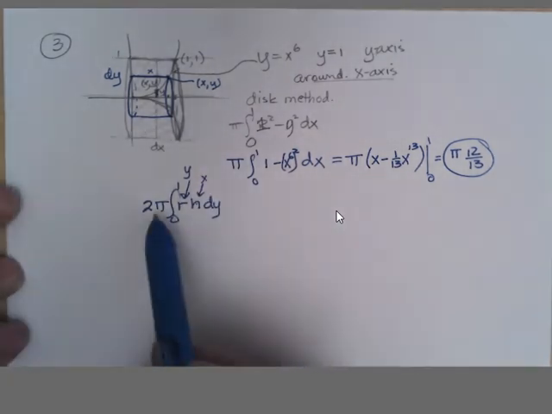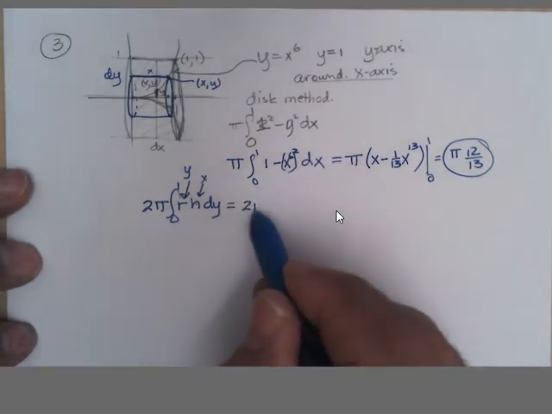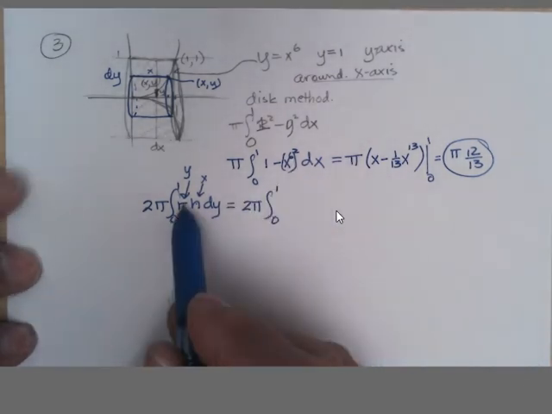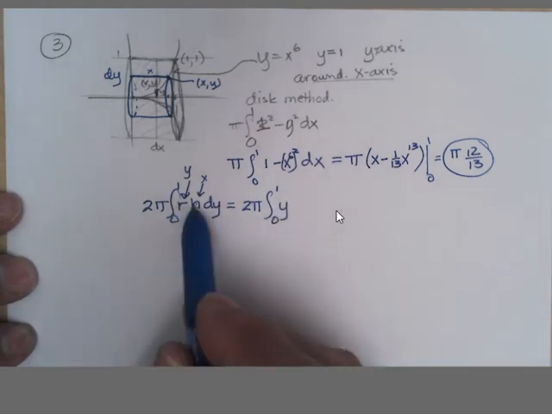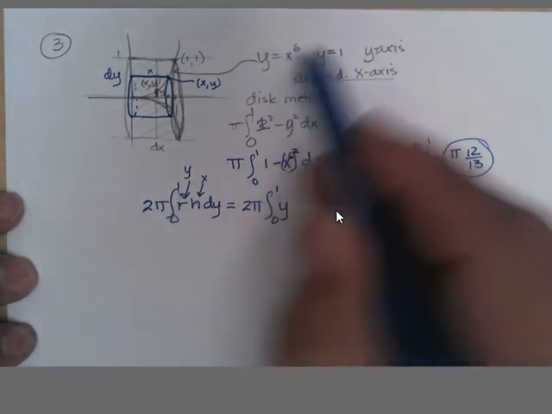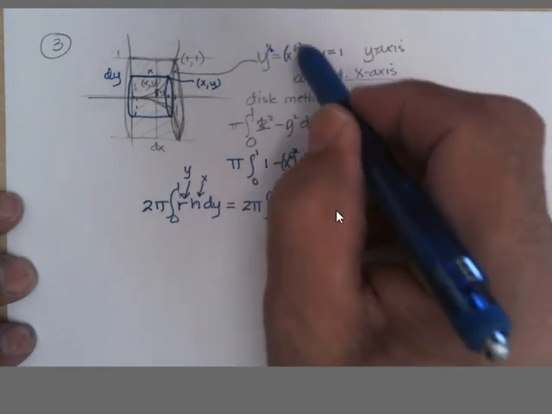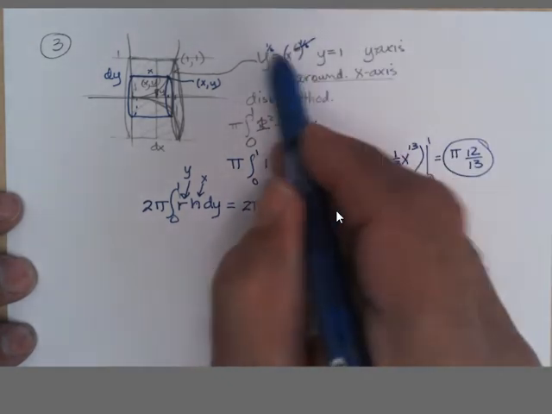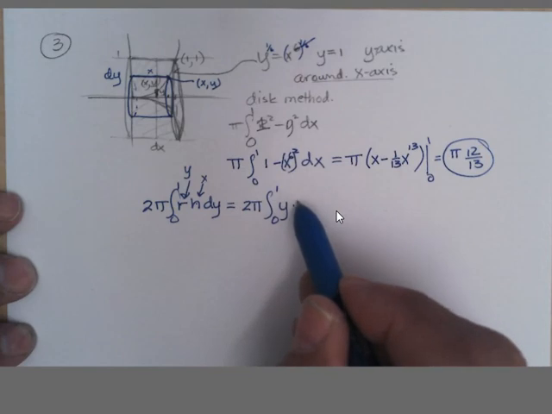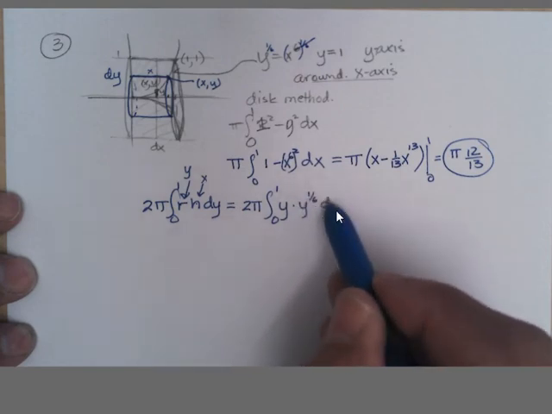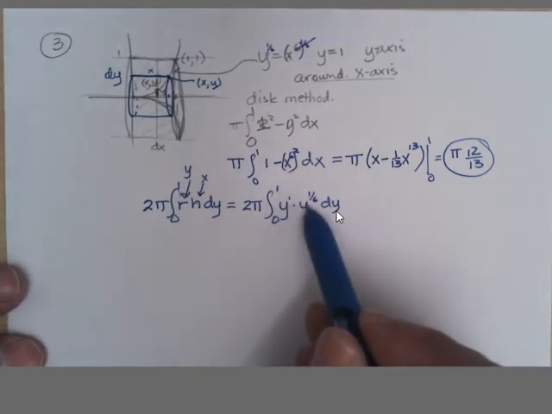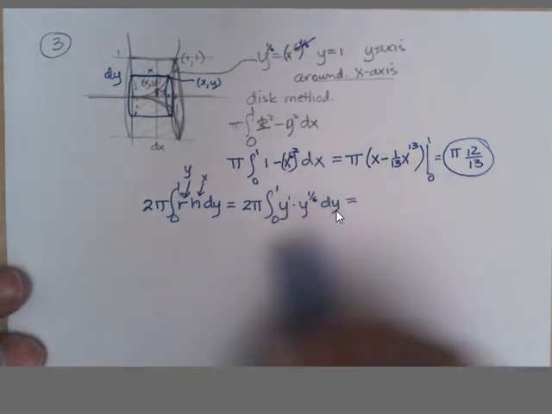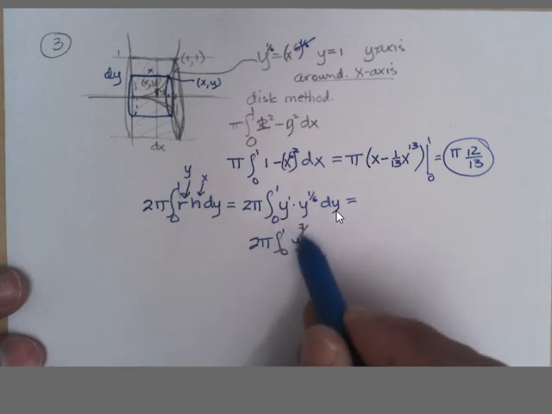So what we'll have is 2 pi integral from 0 to 1 of y dy, and x, we'd have to take both sides of this to the 1/6 power. So x would be y to the 1/6. Okay, so that would make y to the 1 times y to the 1/6. When you multiply, you add the power, so we get 2 pi integral from 0 to 1 of y to the 7/6 power.